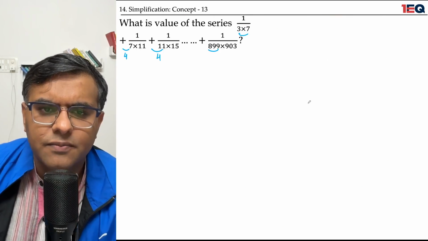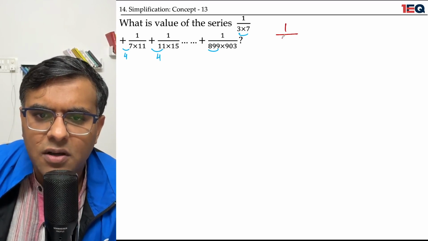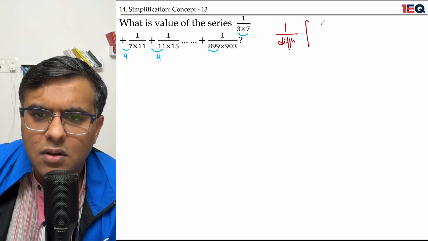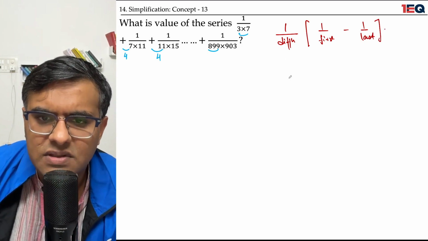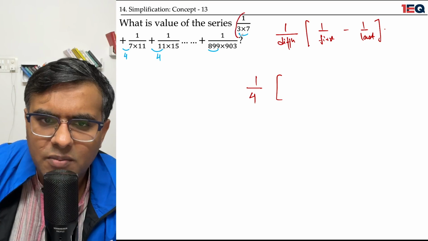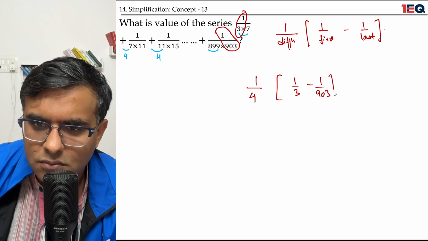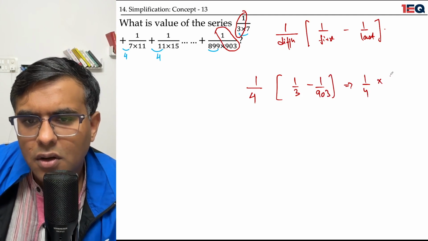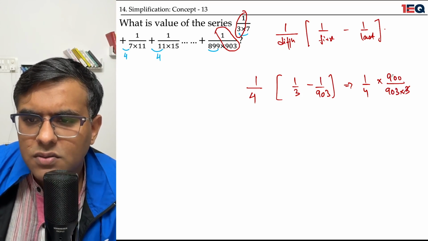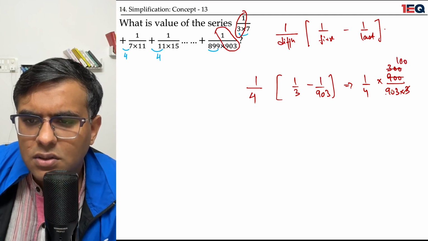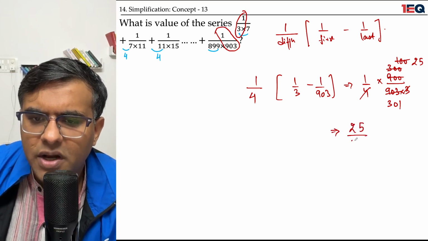AP, GP, and this series. Now you see that the difference between the two consecutive terms is 4. So the formula is 1 upon difference, times 1 upon first term minus 1 upon last term. This is the formula whenever there is a sum of this series. 1 upon difference is 1 upon 4. The first term would be 1 by 3. The last term would be 1 by 903. This is 1 by 4 into 900 upon 903 into 3. So 3 ones are 3, and then 300. This is 100, this is 301, and this 4 is 25. So the value of this series is nothing but 25 upon 301.